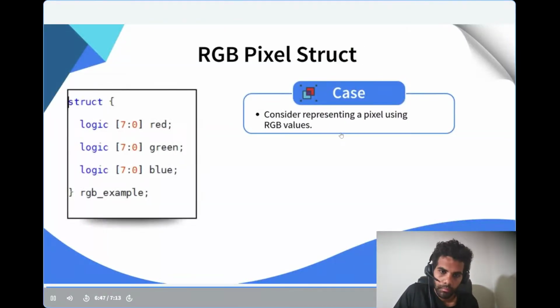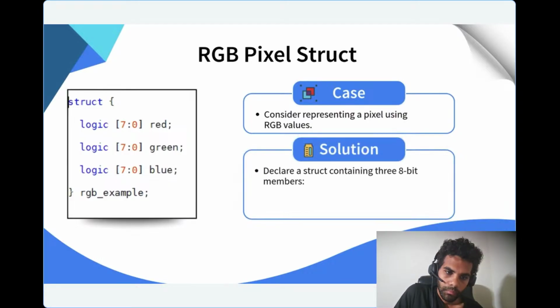Now let's see a practical example. Suppose we want to represent the RGB value of a pixel. We can declare a struct with 3 8-bit members, one for red, green, and blue.